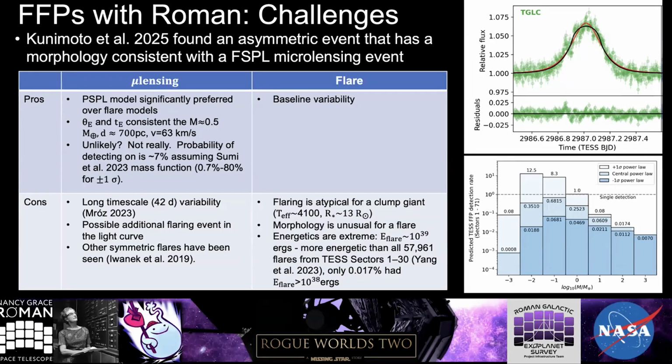But anyway, as was mentioned, the out of baseline variability is significant. So that suggests that this is an active star. Maybe that's why it's flaring. The problem with the flare interpretation is that it requires an enormous energy, 2 orders of magnitude larger than all the flares that have been quantified by TESS in the TESS sectors. So if this is a flare, it is a very unusual flare.